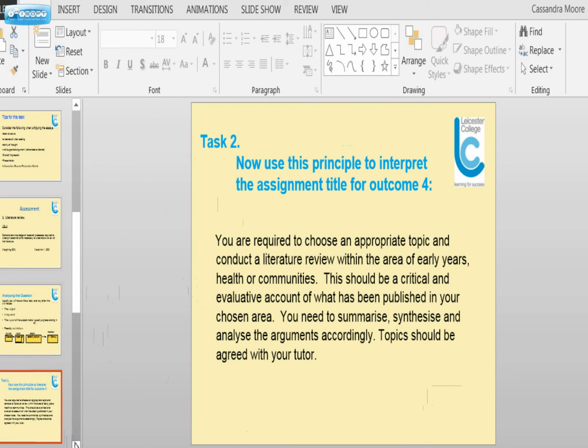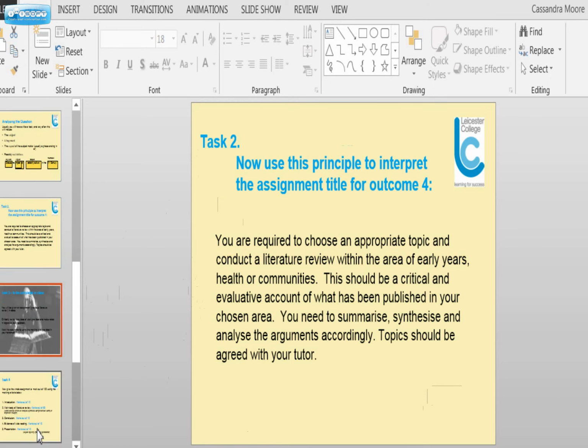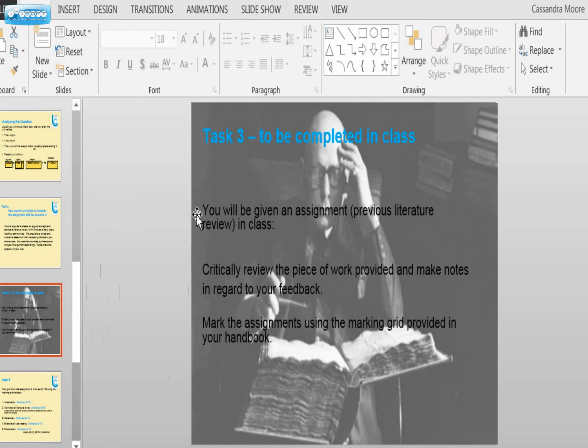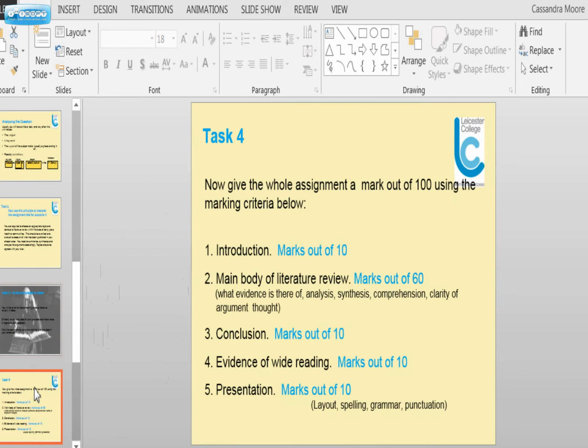So what we're going to be doing in class is looking at some examples of previous literature reviews and critically reviewing these, once we've had some discussion about the previous essays that you've reviewed. Then we're going to be marking those in the same way that I'll be marking them, against the marking criteria that you've got.